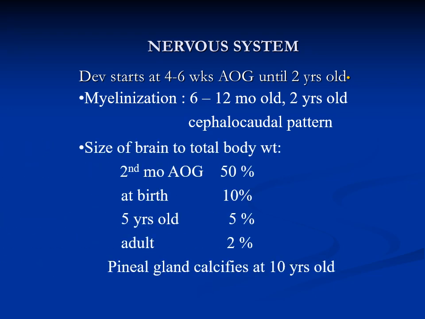The size of the brain is about 50% of the total fetal weight during 2nd month AOG. At birth, it becomes 10% of the total weight. At 5 years old it is 5%, and finally 2% in adult. The pineal gland calcifies at 10 years of age.